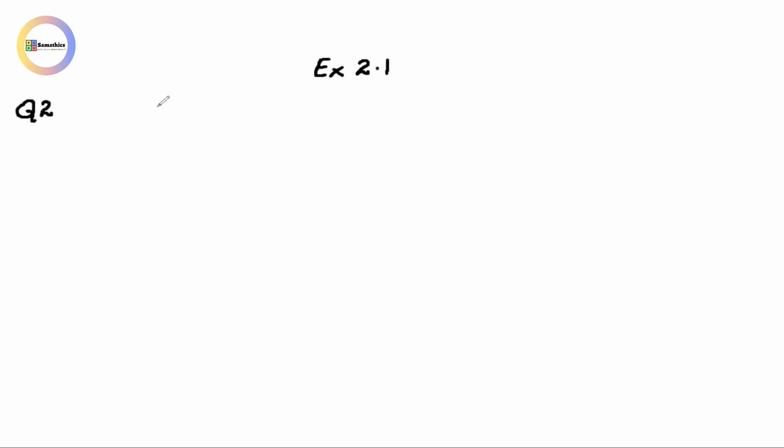There are two equations: 2x minus 3y is equal to 12, and 3x plus 4y is equal to 11.